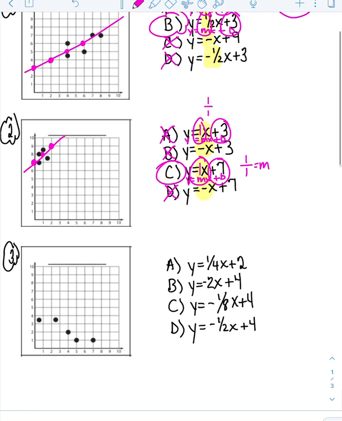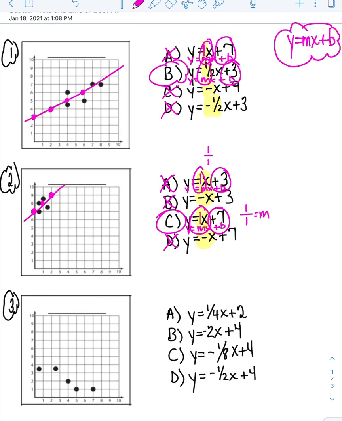And let's try one more. So let's take a look at example 3 before we move on to the new stuff for today. Again, first I'm going to look at my trend or my relationship. And these dots appear to be going down or decreasing. So that means I need a negative slope for this equation. And when I look at that, A has a positive and the rest have negative numbers in front of the x. So the only choice I can mark out right now is A.